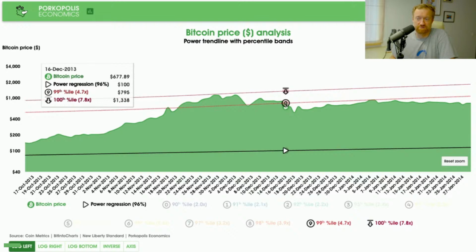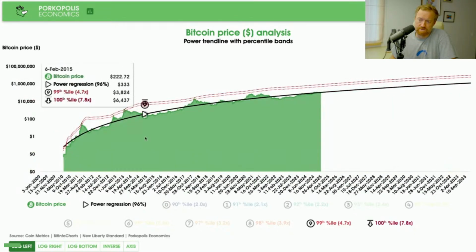December 15th, we were over it and then fell. So about almost a full month. Almost a full month, we were above the 99th percentile. Bubble territory, boom territory. I know people don't like to use the word bubble in Bitcoin, but that's what it was. Okay.